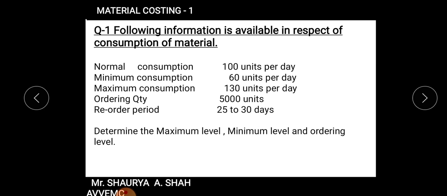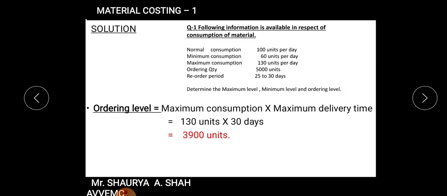Now when you are having such kind of sums, you have maximum level, minimum level and ordering level. Always start first with calculating the ordering level. So we will start with the ordering level. I hope you all must be knowing the formula for ordering level. That is maximum consumption into maximum delivery time, right? So maximum consumption into maximum delivery time.